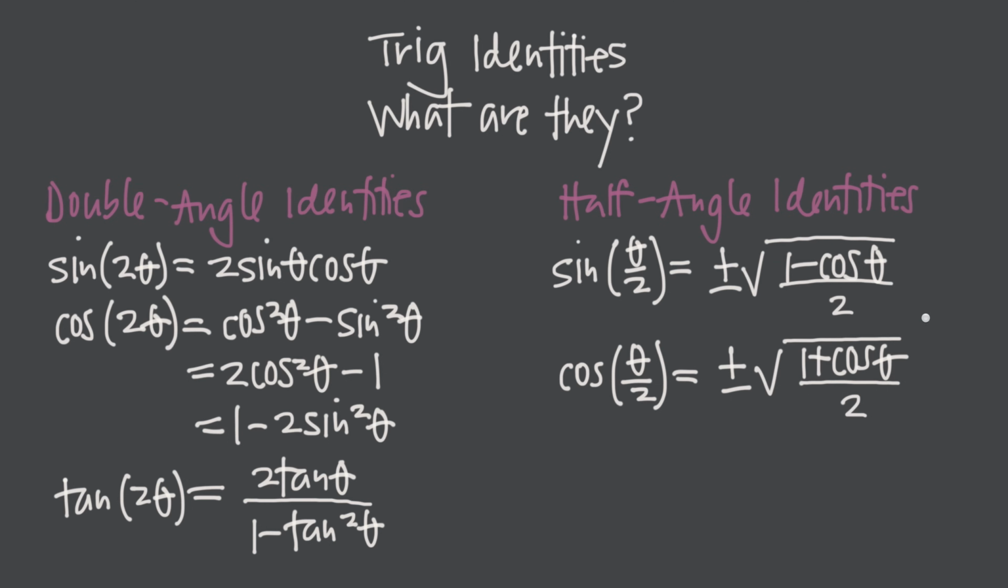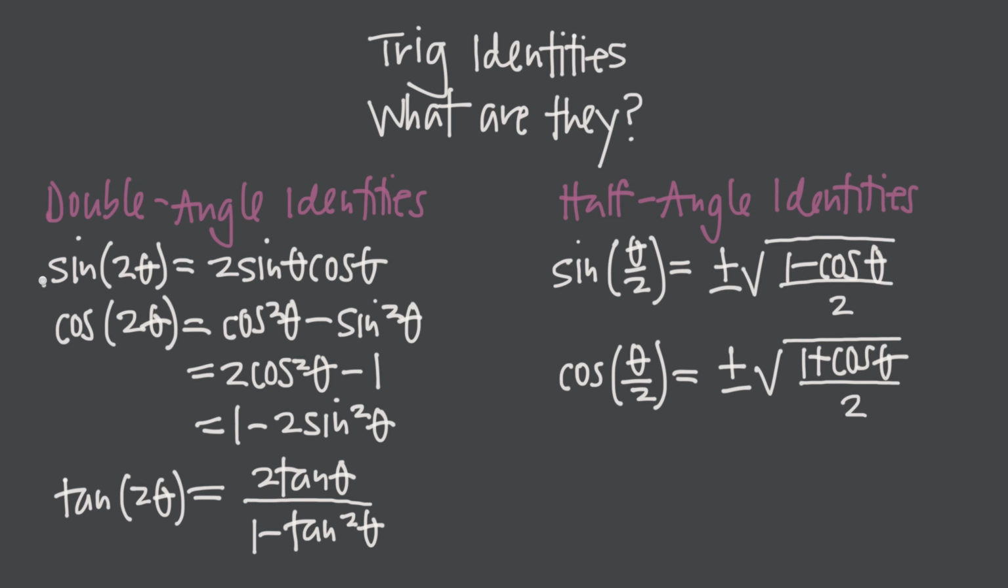What I would recommend if you can only remember some of these, I would definitely try to memorize sine of 2 theta, the double angle identity for sine, because this one seems to come up a whole lot. And then cosine of 2 theta, I would try to remember at least one of these, because if you can get to one of these, for example, if you can only remember cosine squared theta minus sine squared theta, you can build out these other two from this first one, or you can build out any of these two from the third one.